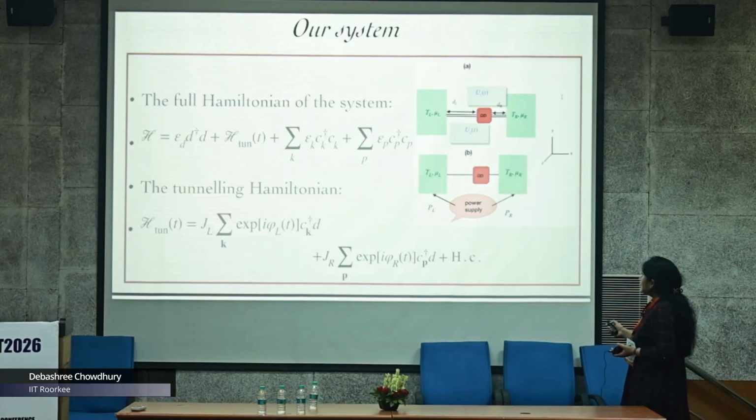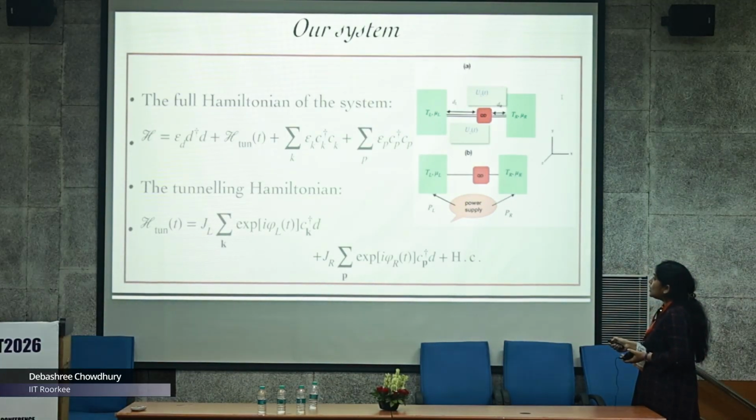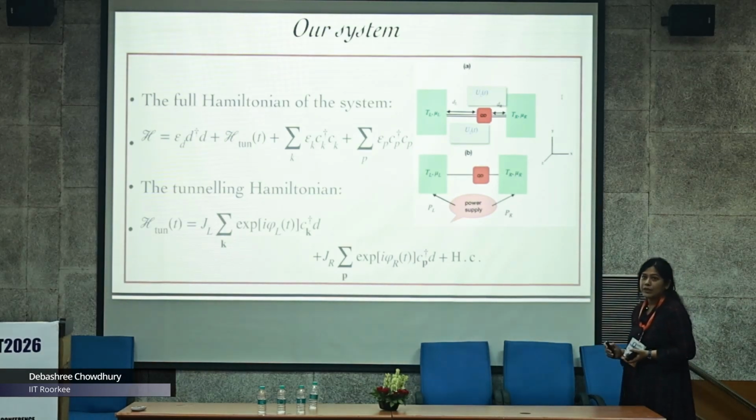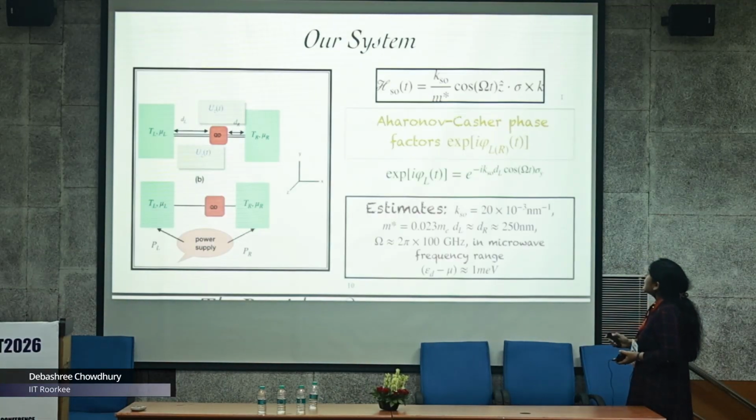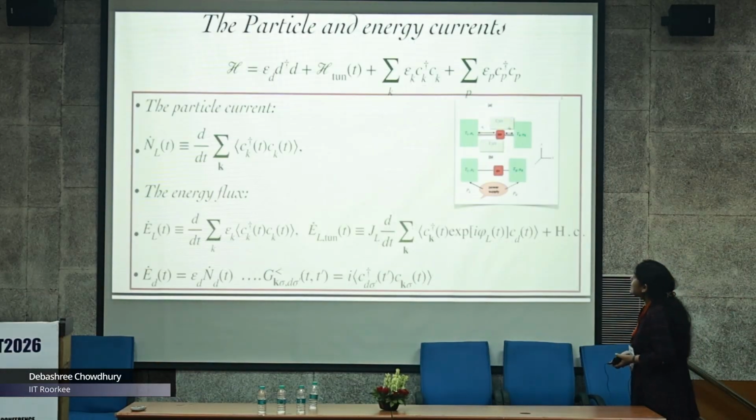So this is our system and the corresponding Hamiltonian. This is the Hamiltonian of the dot, this is the tunneling Hamiltonian, and these are for the leads. And in the tunneling Hamiltonian, as I have mentioned previously, the tunneling amplitudes are modified by this phase factor, which is the Aharonov-Casher phase. So now this phase factor carries some time dependence. So let us move to the next slide.